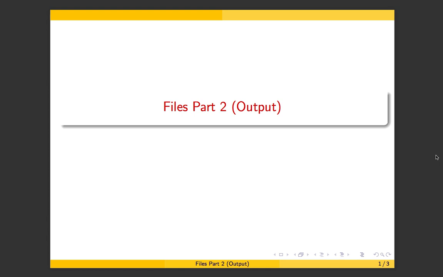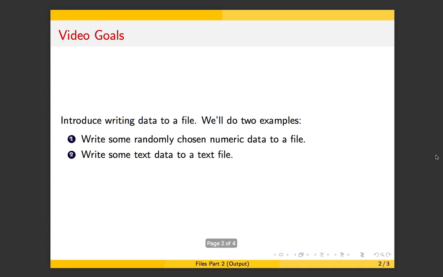In this video we switch perspectives from getting data into the program, and instead we'll talk about getting data from the program out to a file. So this video covers how a program can write data to a file rather than just taking in data from a file. So the goal of this video is to introduce that concept. How do you write data to a file from the program? And we'll just do two examples.